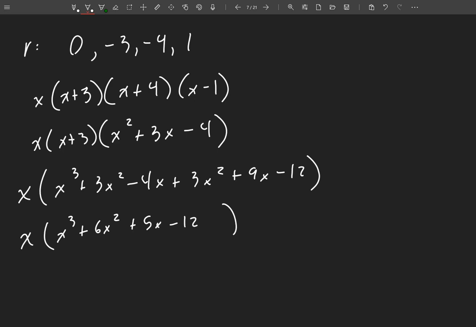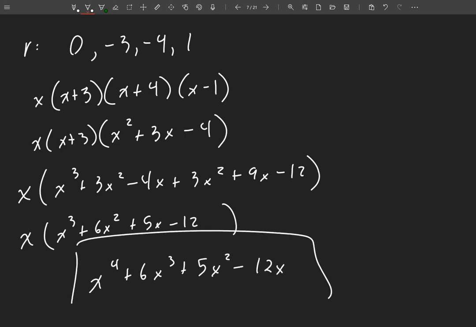And now, final step, I'm going to distribute that x throughout everything. So I have x to the fourth plus 6x cubed plus 5x squared minus 12x. And there is my standard form of a polynomial that has roots 0, negative 3, negative 4, and 1.